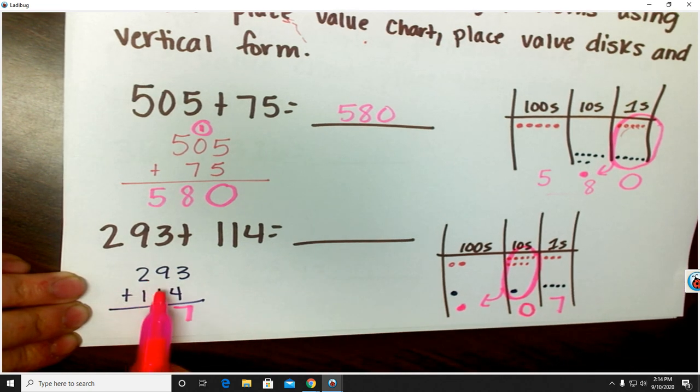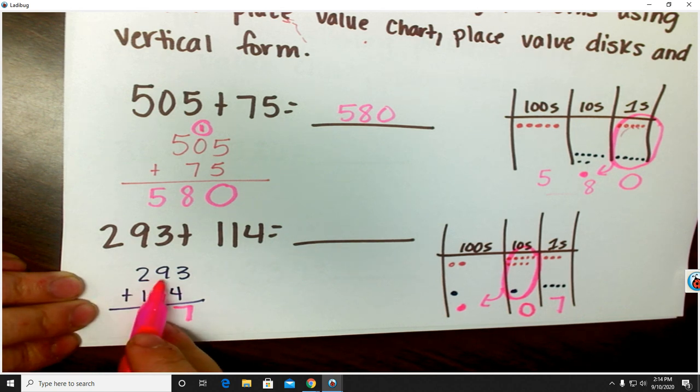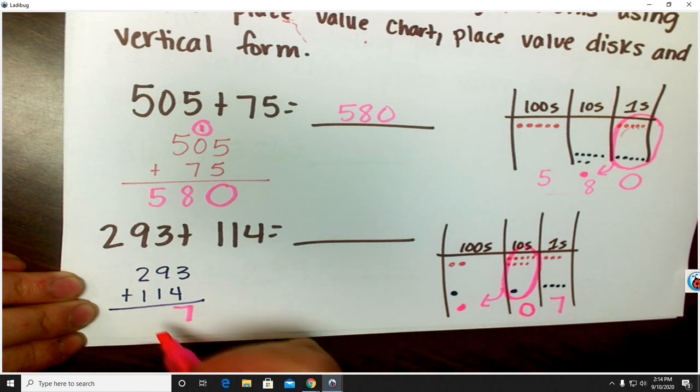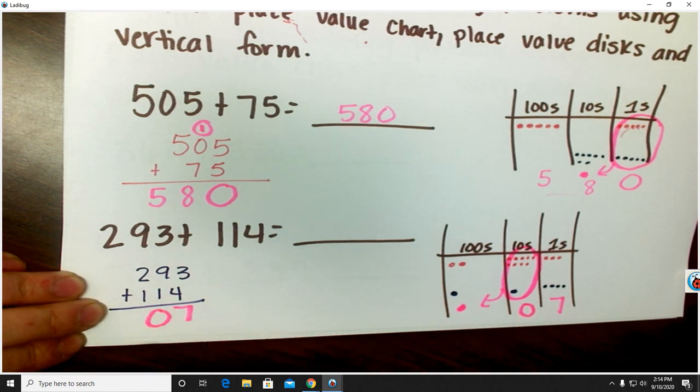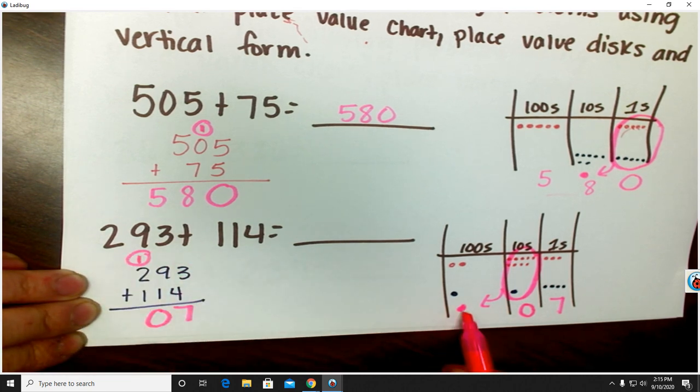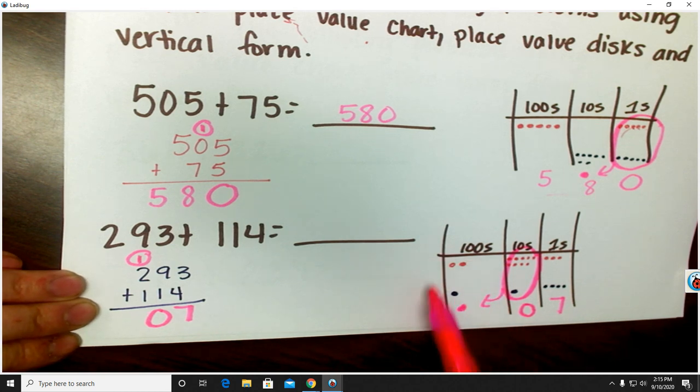So I'm going to go to my tens place value, and I have 9 plus 1, which I know is 10. So that's where my 0 comes from. So I'm going to add a 0 and then add a 100 because I moved 1 over. Okay? So now I'm ready to add my 100s together. So I'm just going to count those up.